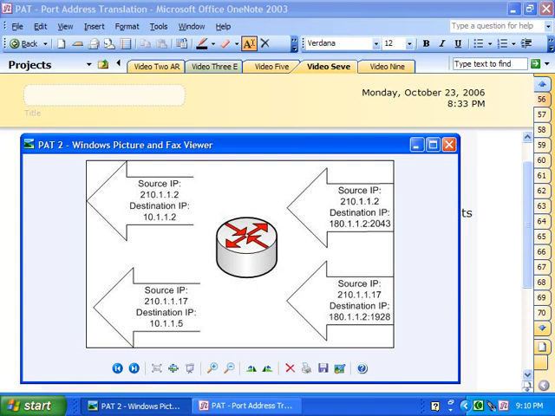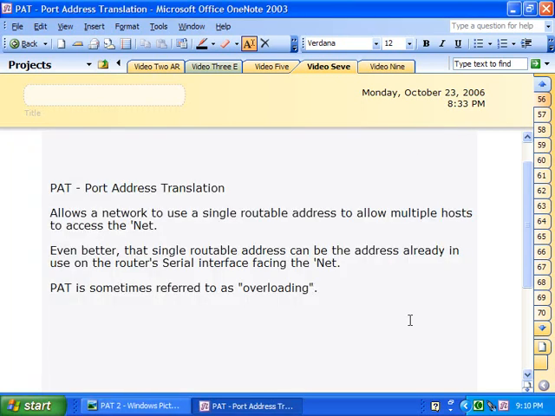The configuration is going to look exactly the same, except the word overload is going to be at the end of one of the commands. And that's what changes NAT into PAT. And it works beautifully, really does work nicely. So that's what PAT does for us.